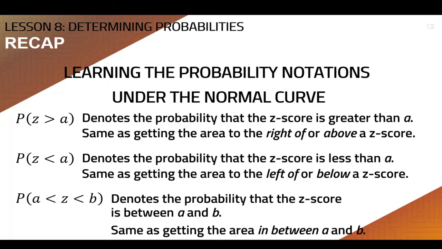Recap tayo. Alam natin, pag z is greater than a, same lang yan as to the right or above. Kapag naman less than, to the left or below. Then, kapag naman may dalawang areas, dalawang z-scores na given, in between lang yon. Okay? Okay, sige. Practice tayo.